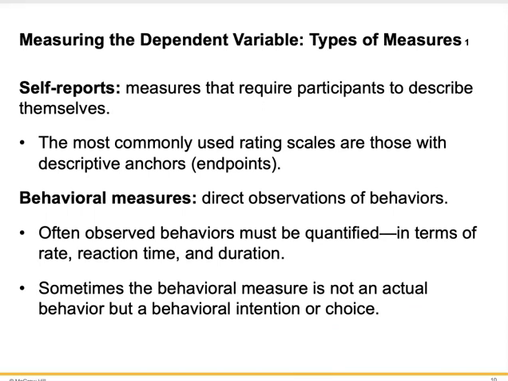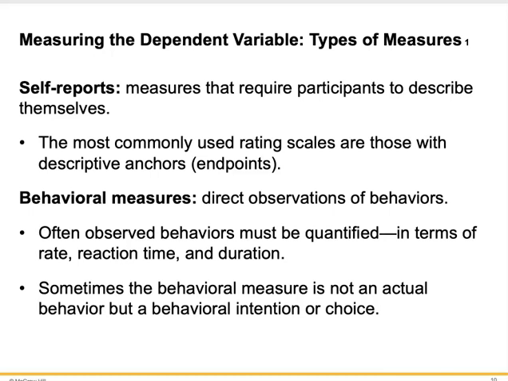So, the dependent variable in most experiments is one of 3 general types: self-report, behavioral, or physiological. In self-reports, we measure by requiring participants to describe themselves. The most commonly used rating scales are those with descriptive anchors or endpoints. For example, how likely is it that Jack is guilty? It would be very unlikely to very likely. So there are endpoints on either end that anchor the actual question.